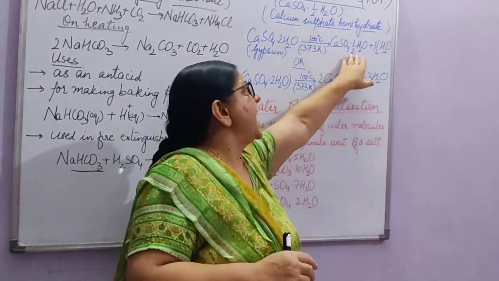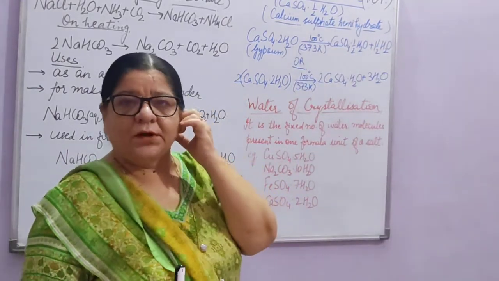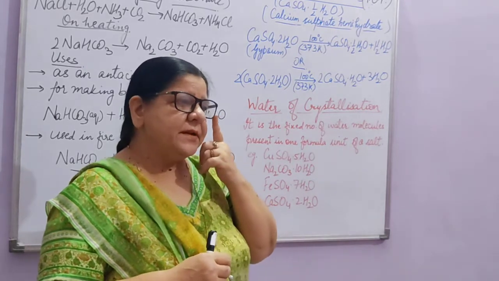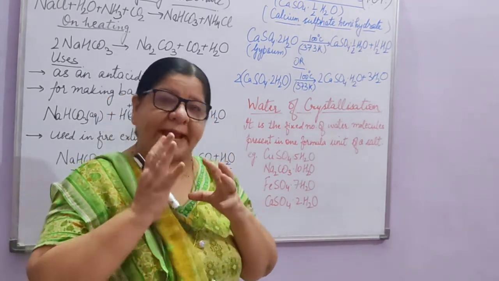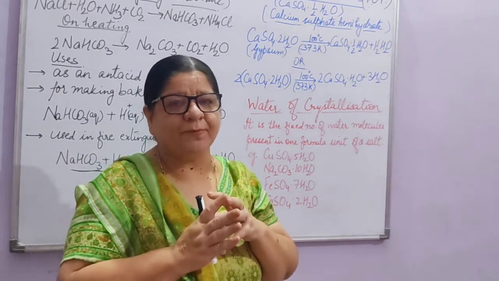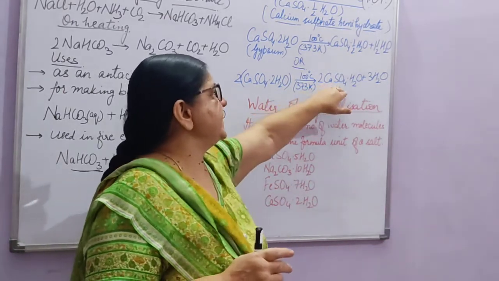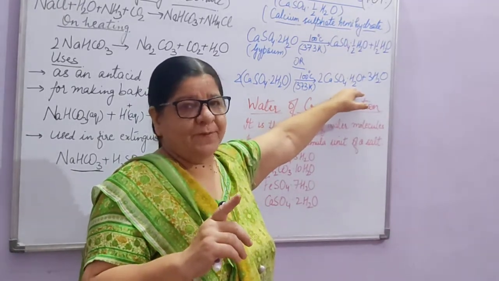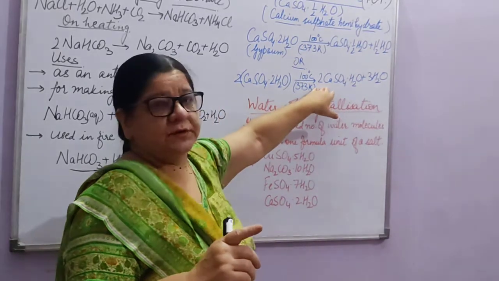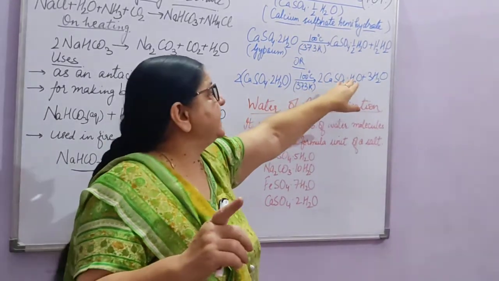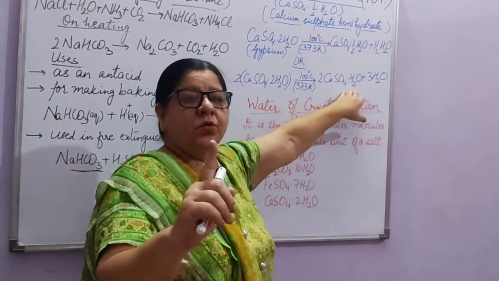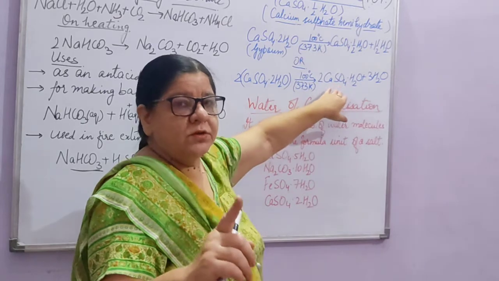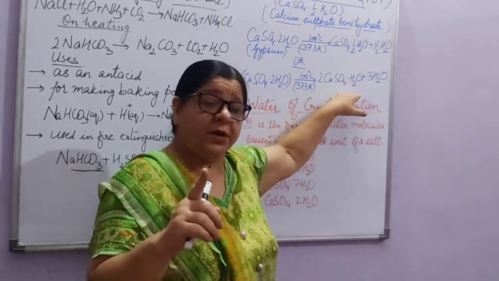Now why this half molecule of water? Why is it written as half H2O? Because the actual formula for plaster of Paris is 2CaSO4.H2O. This is the actual formula of plaster of Paris. That is, 2 molecules of calcium sulfate contain 1 molecule of water of crystallization. Right? 2 molecules of calcium sulfate contain 1 molecule of water.